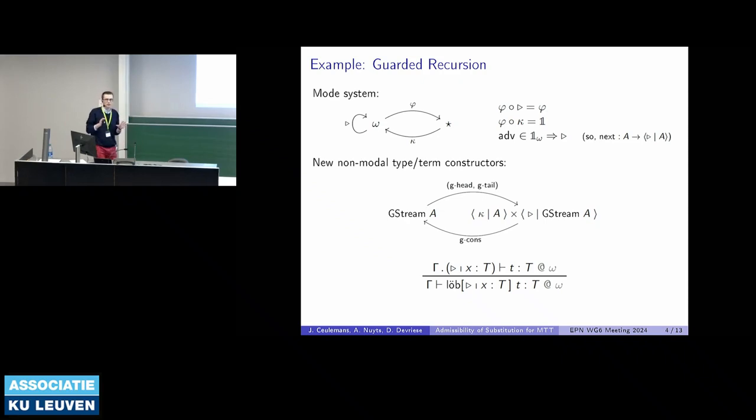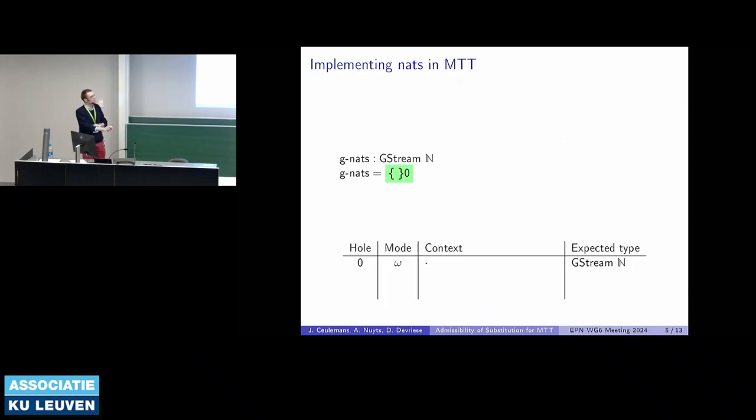I've not told you yet how you can use variables in MTT to produce terms, but what I want to say here is that this later modality will make sure that everything that you write using loop recursion will actually be productive. Okay, so how do we write a program in MTT then?